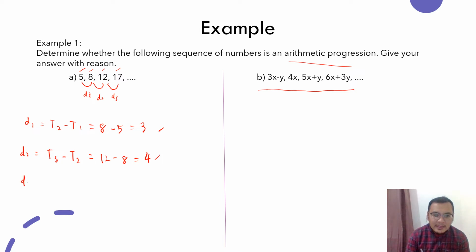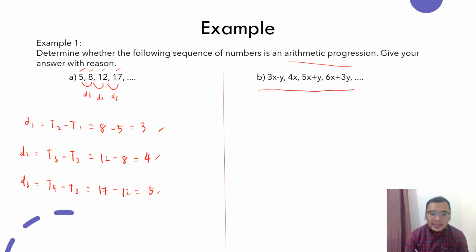And D3. D3 is T4 minus T3. Okay, what is T4? T4 is 17, and T3 is 12. So 17 minus 12 is 5.